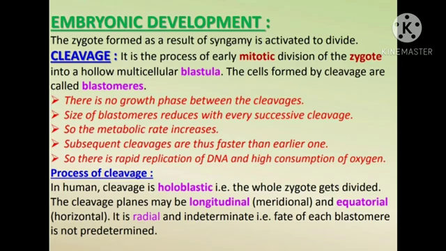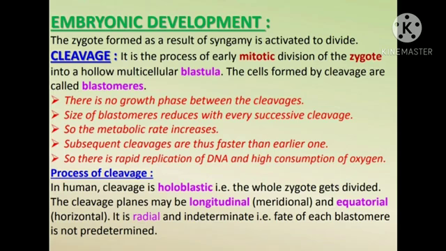Since there is no growth phase between the cleavages, the size of blastomeres will be reduced with every successive cleavage. With every successive cleavage, that is at the 2-cell stage, 4-cell stage or 8-cell stage, the size will go on reducing. As the size reduces, the metabolic rate increases. Subsequent cleavages are thus faster than the earlier ones.